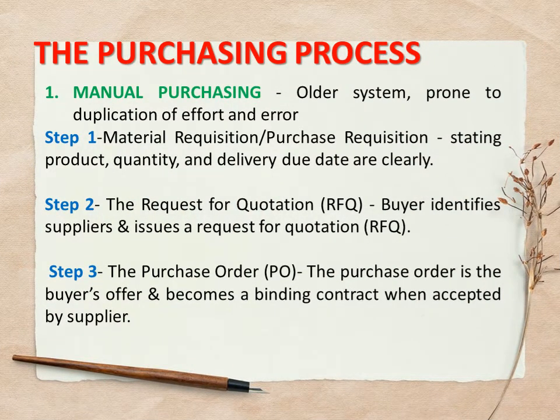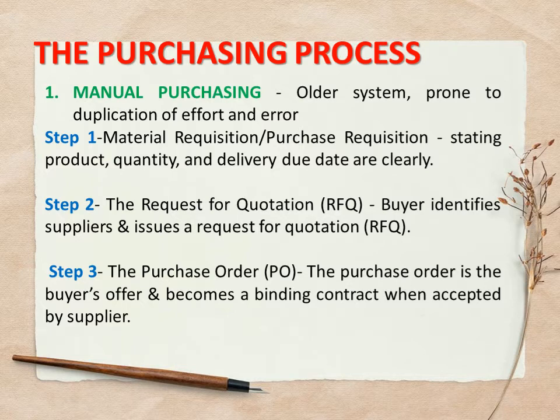We also have here the purchasing process. So what is this purchasing process? When we say process, it is an order, a step, a series. So first we have manual purchasing. What is this manual purchasing? As the word suggests, manual. So hand by hand. This is an older system prone to duplication of effort and error.